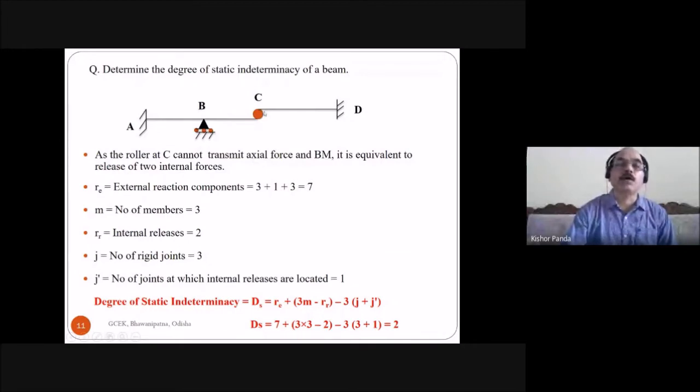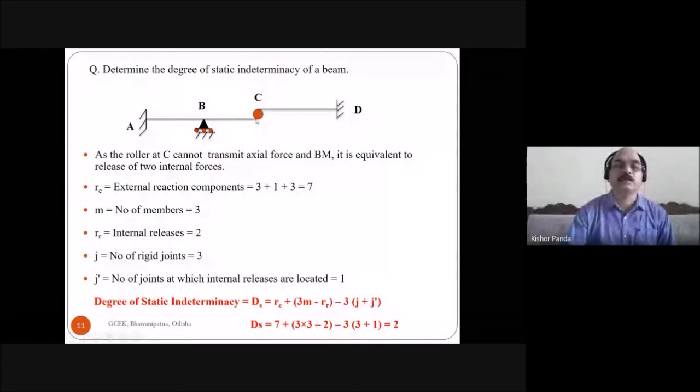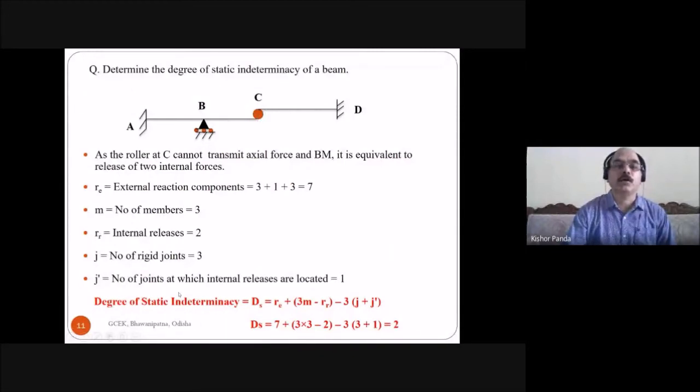But the joint is your one. But there is a 2 internal release, but you have to consider Z dash is equal to 1 for this one internal release. But you have to take this is one joint, the number of joints at which internal release are located. This is equal to 1.